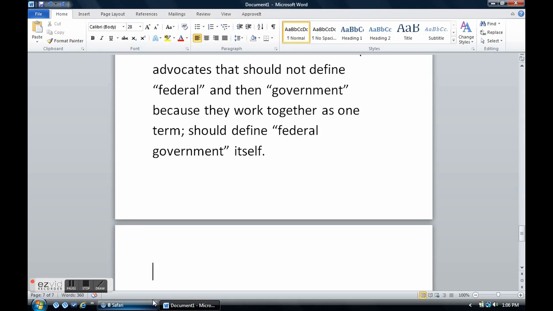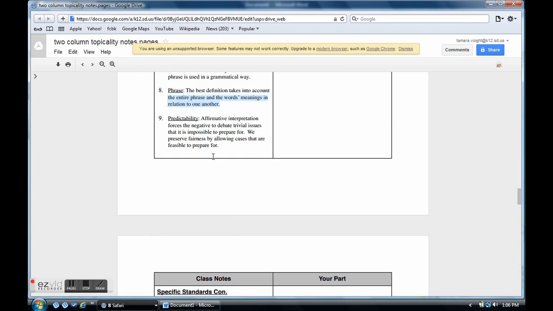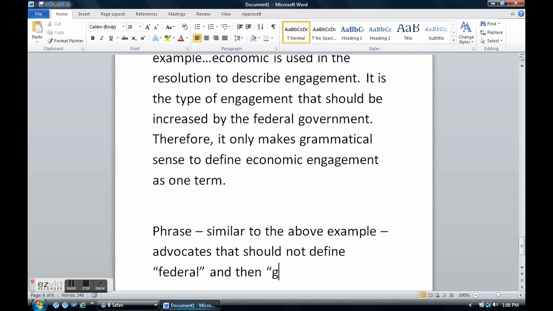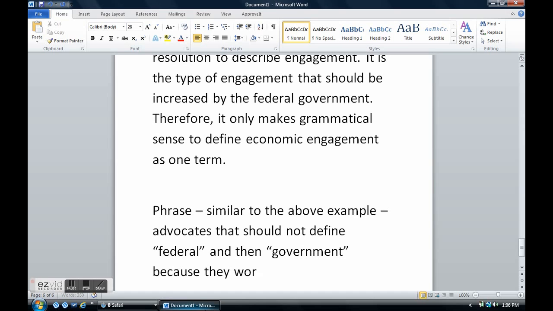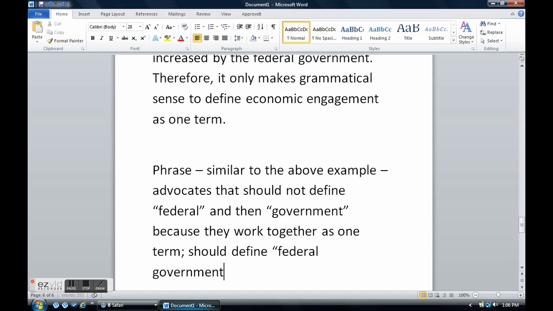Instead, I should define federal government together, because the United States federal government should substantially increase its economic engagement toward Cuba, Mexico, or Venezuela, expects us to use federal government together. Better yet, we should be using United States federal government as the term that we're defining as a whole, and not just federal government or not just United States.